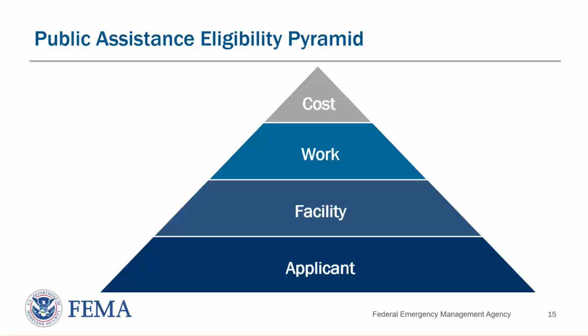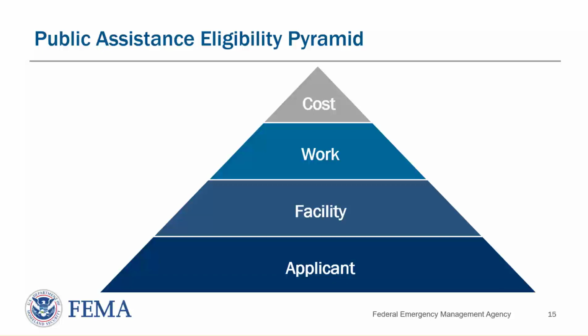You have to be an eligible applicant before you can submit a public assistance project. So you have to have that approved request for public assistance. In an emergency work situation, which is category A, you may see another pyramid in the public assistance program and policy guide that includes a section for immediate threats. So once you're an eligible applicant, if you can show that the work you did and the cost that you incurred was because you were alleviating an immediate threat to your community, then that work could potentially be eligible.